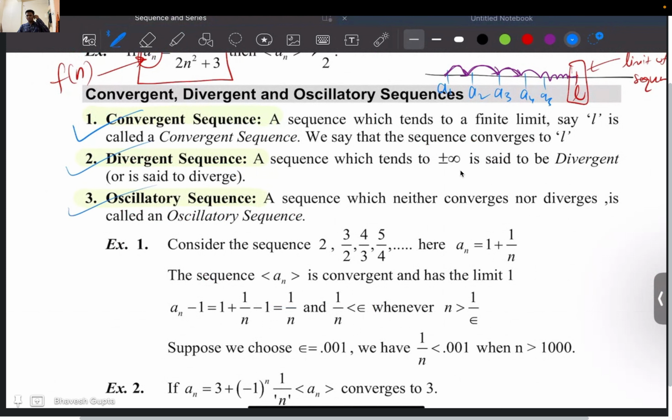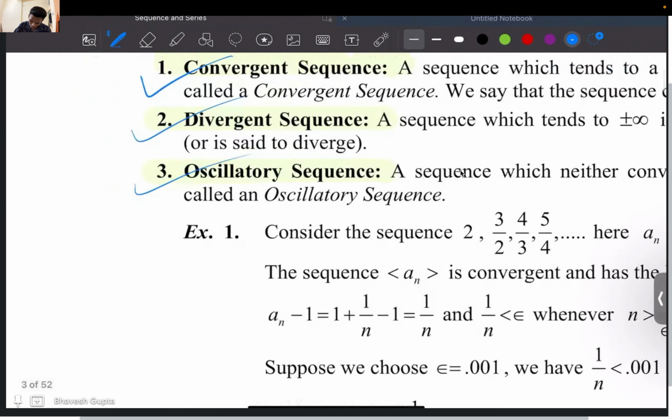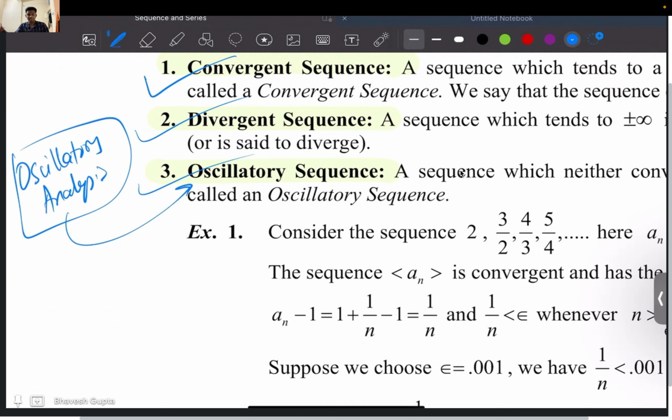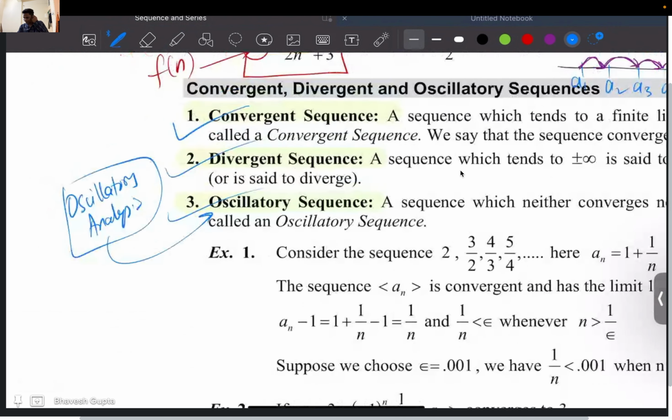Oscillatory is also an example. For example, if we have a sine function and want to do something called oscillatory analysis, we use an oscillatory sequence, because sometimes we are interested in calculating something called the frequencies of oscillations.